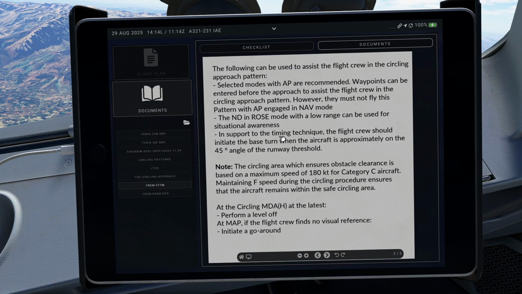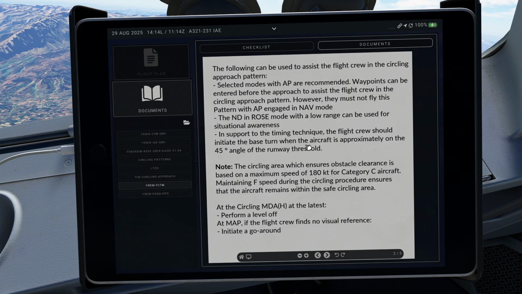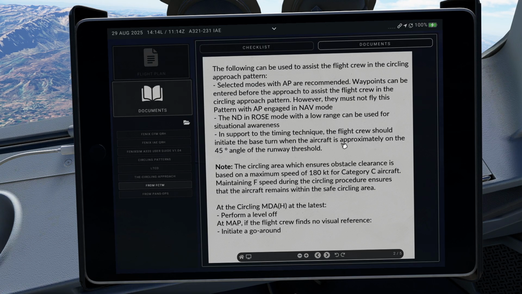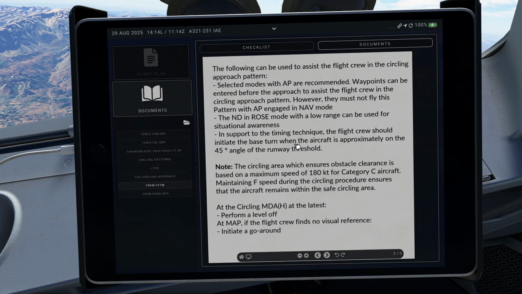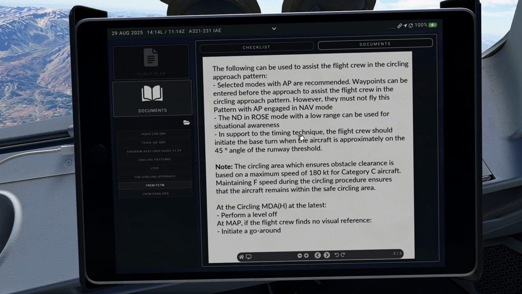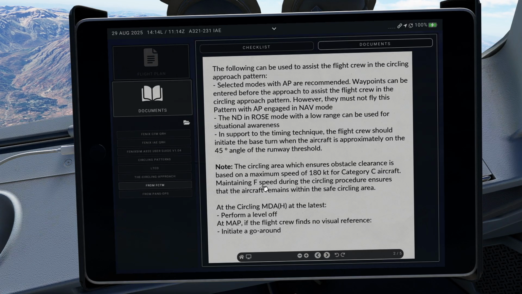In support of the timing technique, the flight crew should initiate the base turn when the aircraft is approximately at a 45 degrees angle of the runway threshold, which is not our case today. The pattern for today's circling is different from the 45 degrees angle.